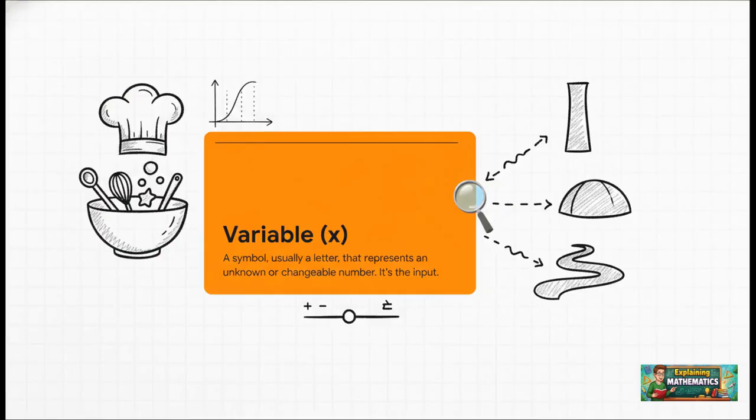First up, we've got x, our variable. This is the input. It's the part of the function that we can change. Think of it like a recipe. X is the ingredient you can adjust to see how the final dish turns out. It's the number that isn't fixed.